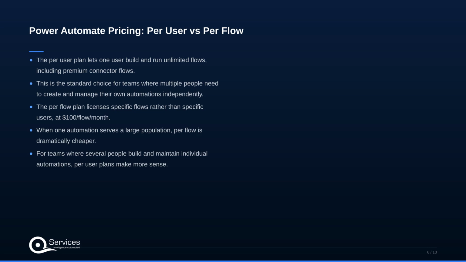The per-flow plan licenses specific flows rather than specific users, at $100/flow/month. The scale math makes this plan compelling in the right scenario. A single invoice processing flow triggered by 200 employees costs $3,000 per month under per-user licensing, but only $100 per month under per-flow licensing. When one automation serves a large population, per-flow is dramatically cheaper.